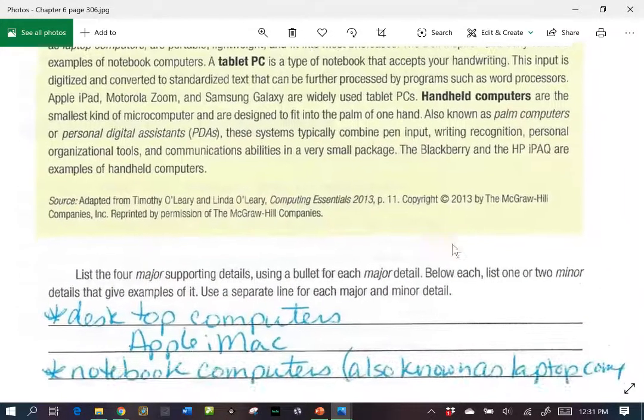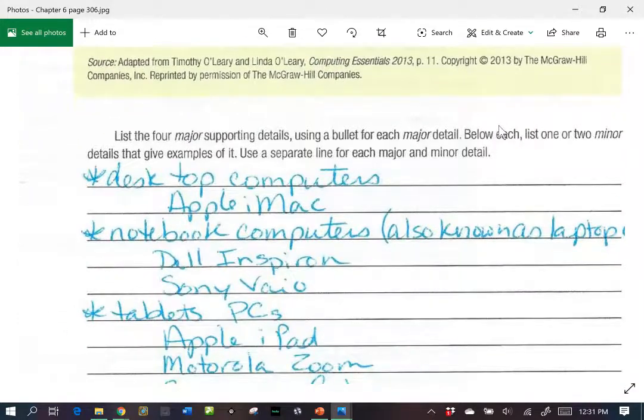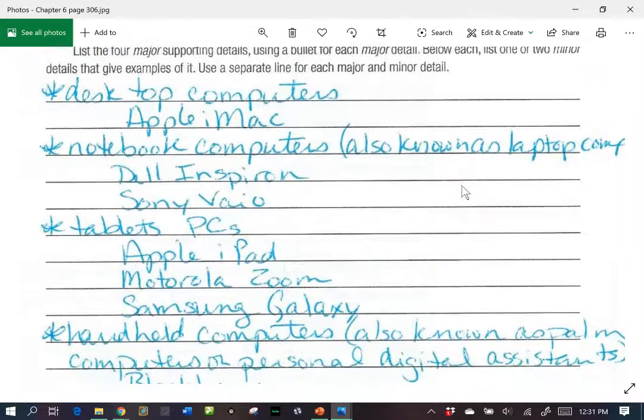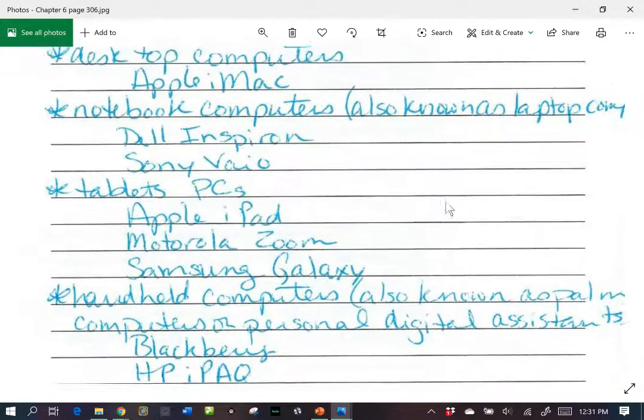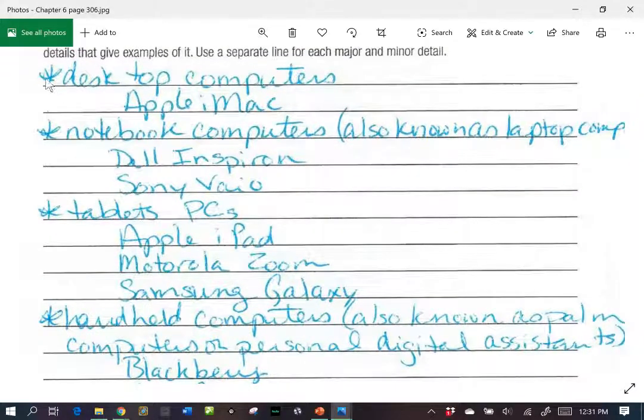So if we had to write this up, we could do it down here where we have a little star for each of our major details, and then listed underneath those are the examples for each one.